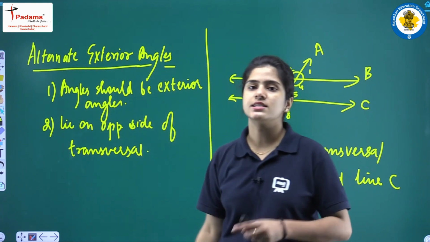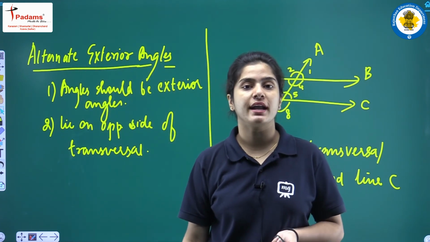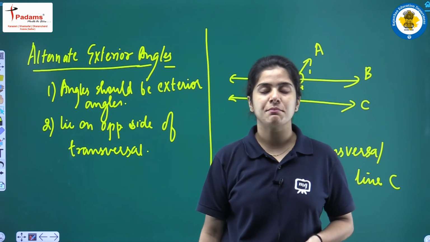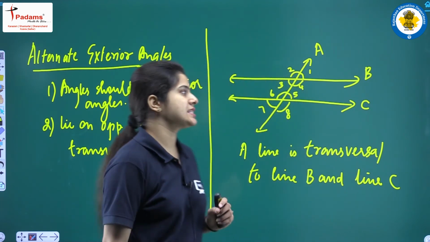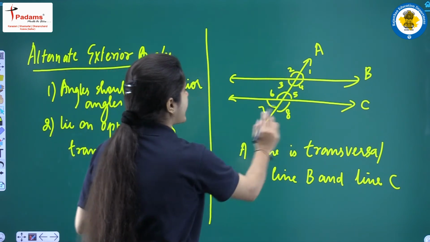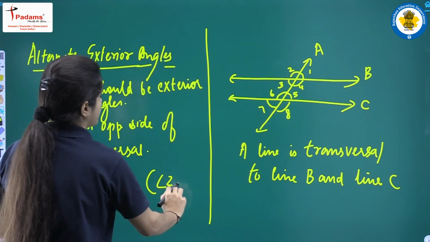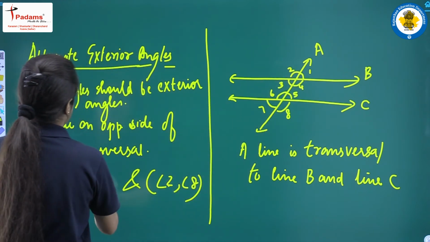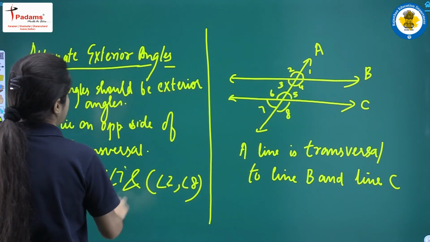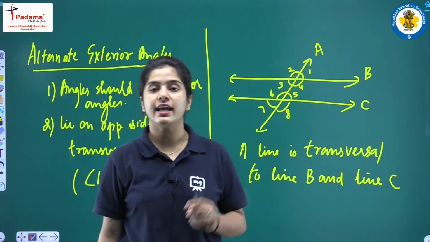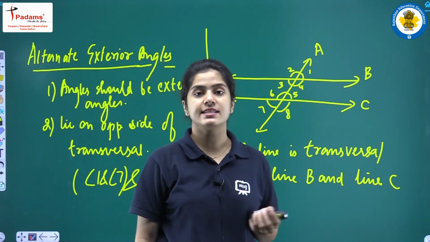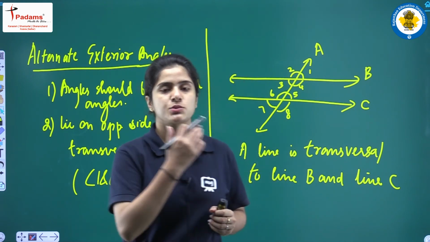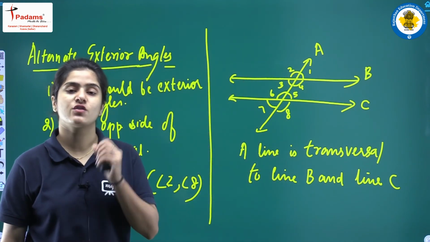ऑल्टरनेट एक्सटीरियर एंगल्स. फर्स्टली उनको एक्सटीरियर एंगल होना पड़ेगा और सेकेंड उनको अलग अलग साइड ऑफ ट्रांसवर्सल पे लाई करना पड़ेगा. Okay students, so this angle 2 and angle 8, and this angle 1 and 7. These are the angles that are lying at the exterior side and these are lying at the opposite side of transversal. Okay students, so this was all about alternate exterior angles.